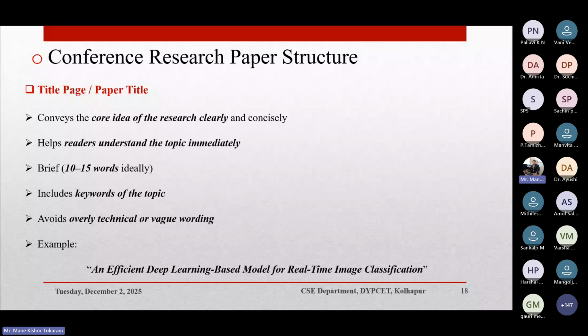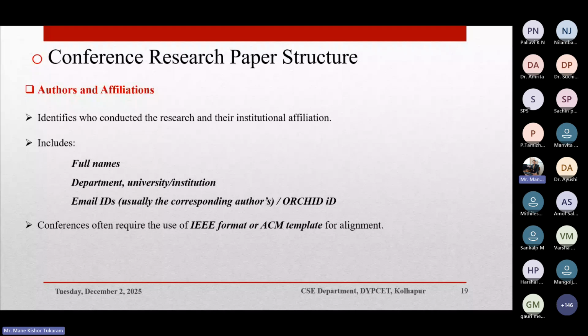Then second, we need to write the affiliation. Affiliation means the information related to the author and the institution where they are working. You can mention the full names, then department, university, institution, then email ID, or nowadays we can directly give the ORCID ID. The ORCID ID itself has the email ID, as the ORCID ID is connected with that particular email ID.